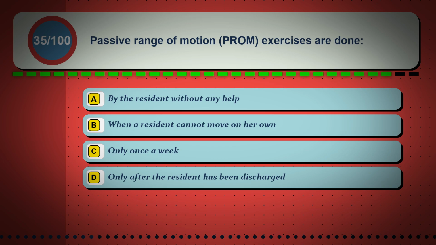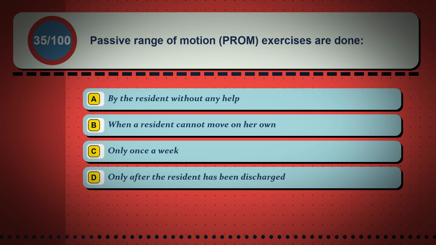Question 35. Passive range of motion, PROM, exercises are done. Option A, by the resident without any help. Option B, when a resident cannot move on her own. Option C, only once a week. Option D, only after the resident has been discharged.